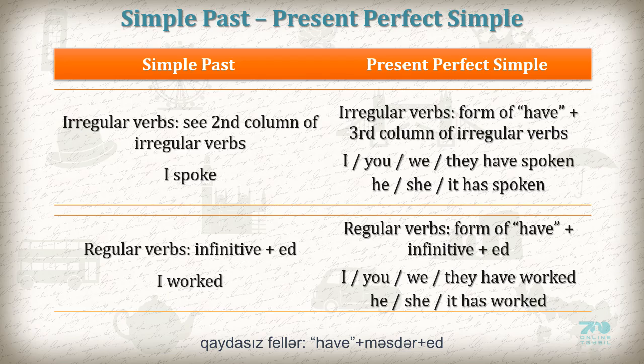Regular verbs: form of have plus infinitive plus ed. Example: I, you, we, they have worked. He, she, it has worked.